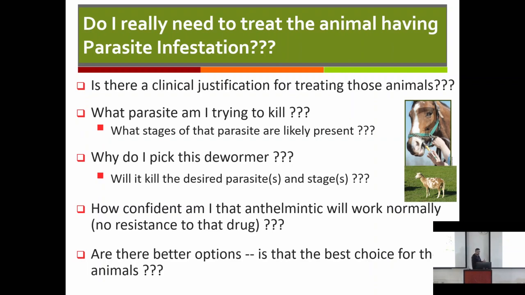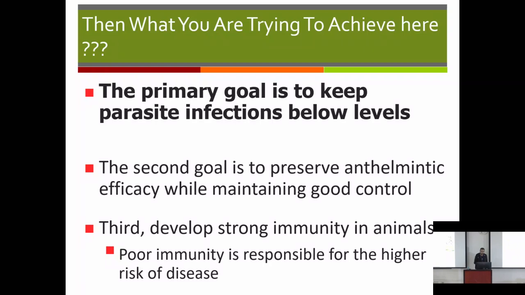How confident are you that the anthelmintic will work normally? Because resistance is one of the major problems. Is there any other option, any other choice you can adopt other than just picking up the anthelmintic and treating the animal? These are the different questions you can ask yourself once you go with the treatment plans or control strategies.